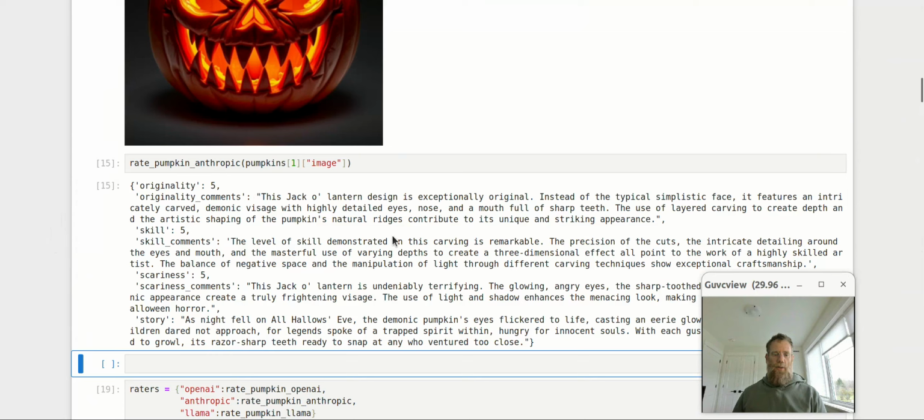And we get these nice descriptions here showing the originality, the skill, the scariness, and comments about each. And it goes into quite a bit of detail. Here it thought it was original, skillful, and scary, so that's good because that's what it was supposed to be.